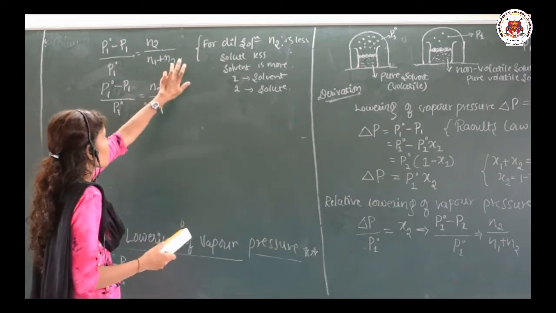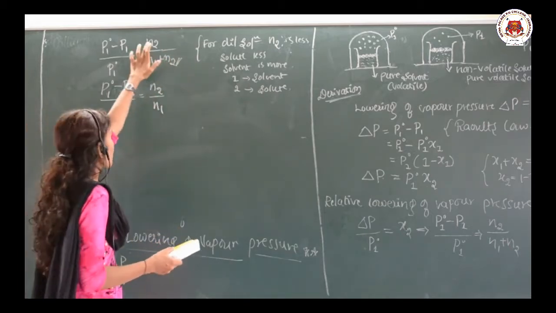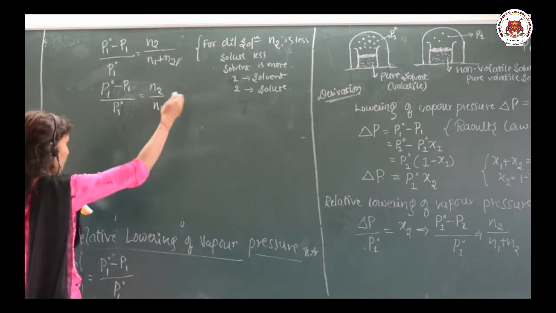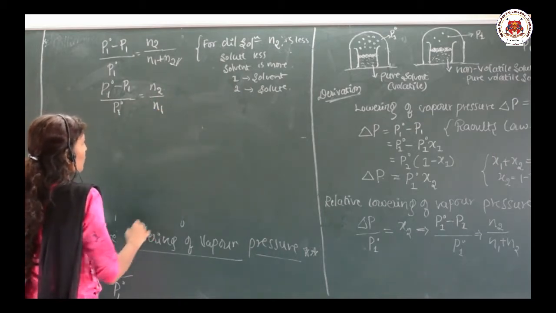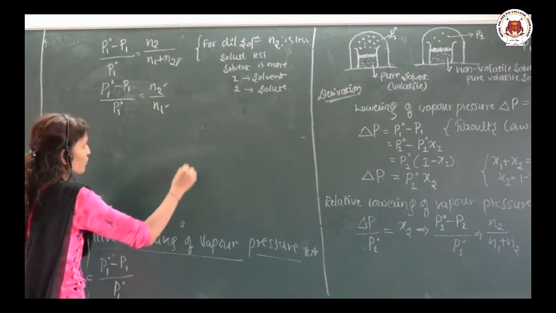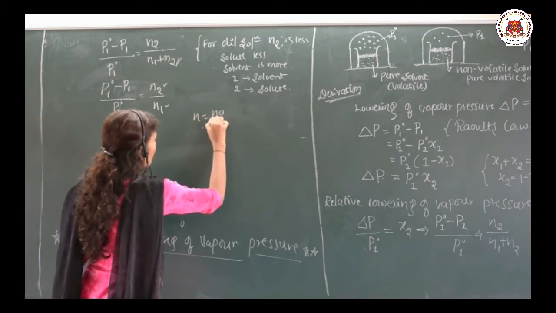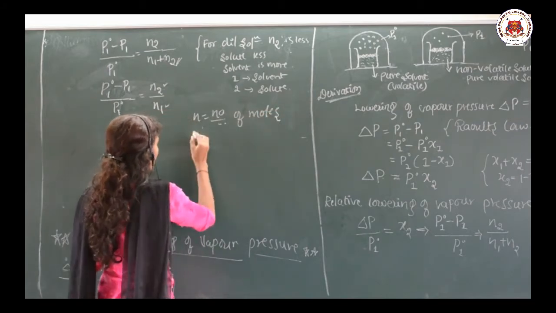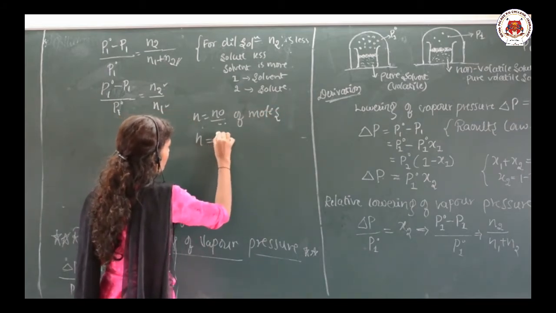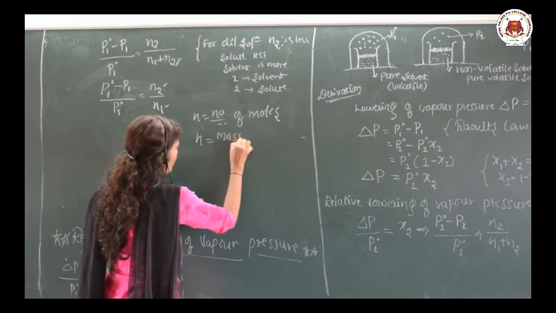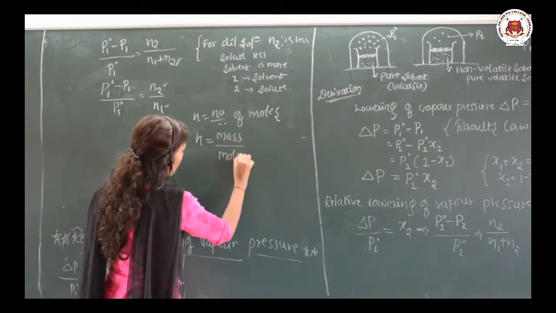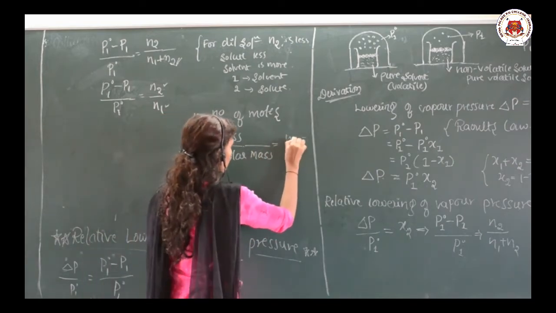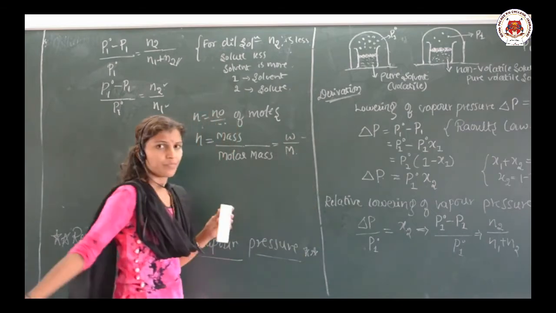Because solute is less, I am going to skip this term. So what happens? N2 by N1 for the dilute solution. Here again, what is N2? N is nothing but number of moles. So the number of moles formula is mass divided by molar mass, that is W divided by M.